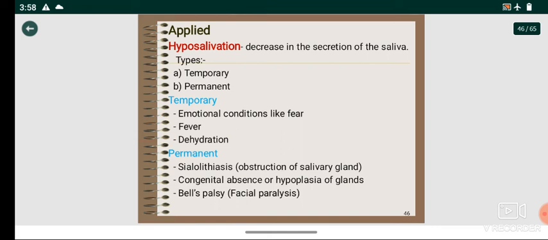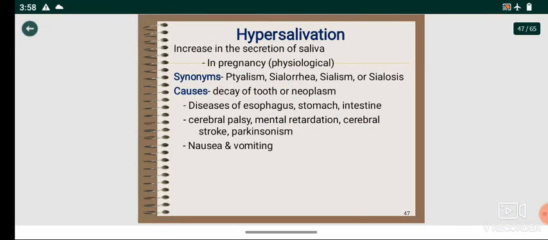Next is the Bell's palsy, that is facial paralysis. तो फेशियल पैरालिसिस के कंडीशन में भी जो सलाइवरी ग्लैंड्स है वो स्टिमुलेट नहीं होंगे, इसीलिए सलाइवा का सिक्रीशन कम होगा. Now the next condition is the hypersalivation. So whenever there is increase in the secretion of saliva, like in pregnancy, it is the physiological hypersalivation condition. Synonyms of hypersalivation are ptyalism, sialorrhea, sialism or sialosis, and the causes are decay of tooth or neoplasm, disease of esophagus, stomach and intestine, cerebral palsy, mental retardation, cerebral stroke, Parkinsonism. इन सभी कंडीशन में hypersalivation मिल सकता है.